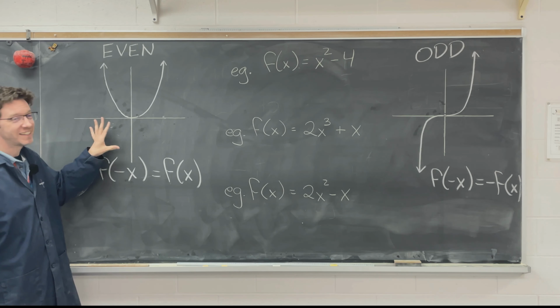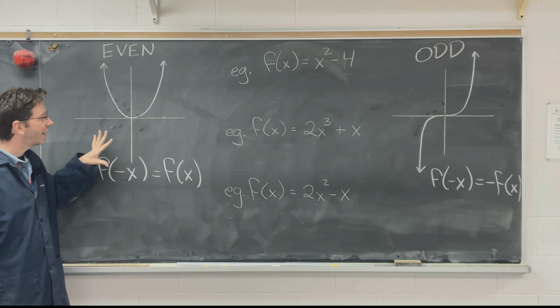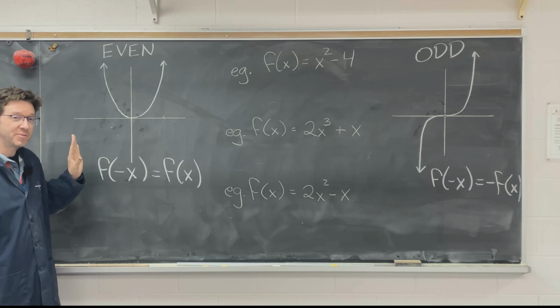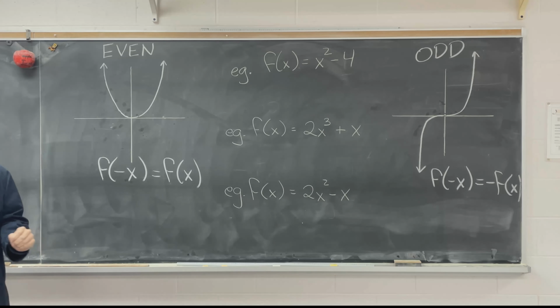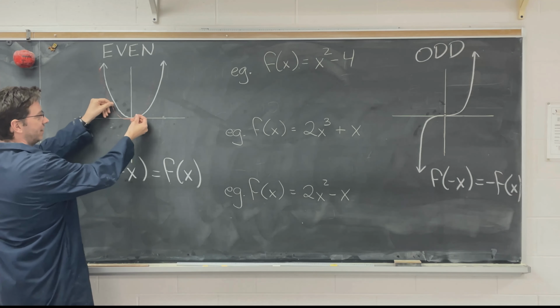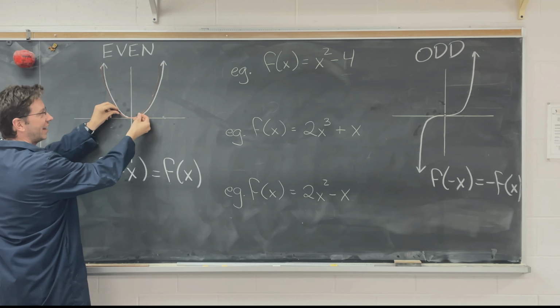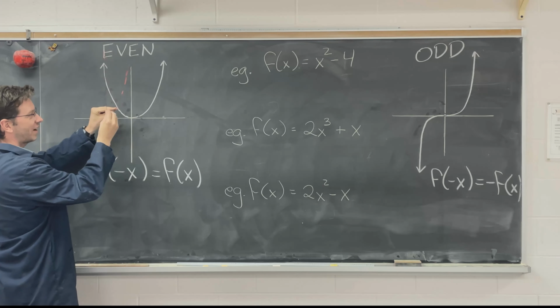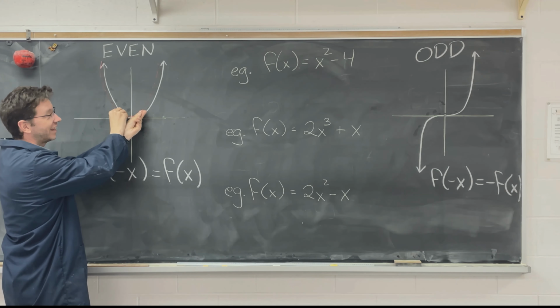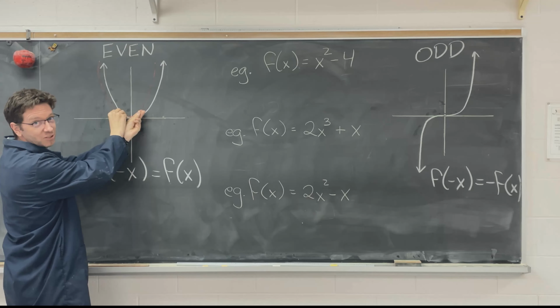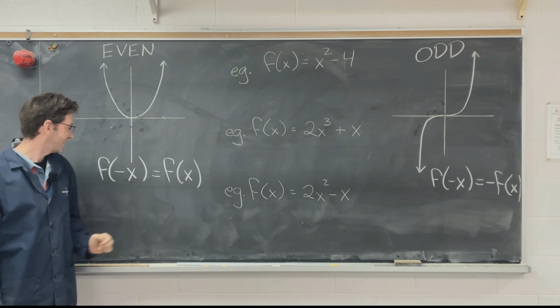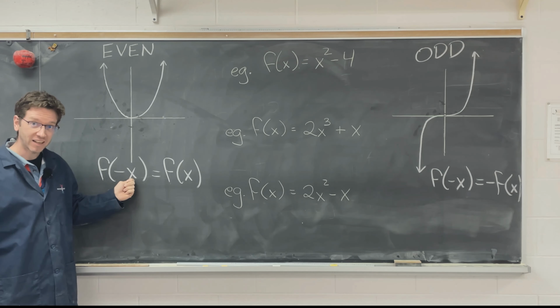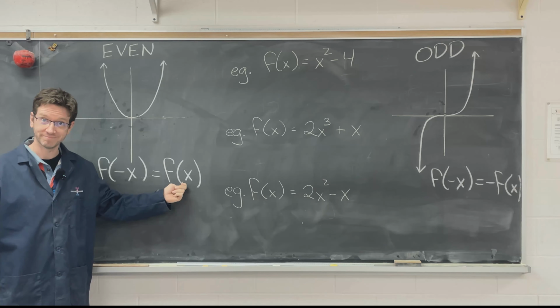So over here we have an example of an even function. Now why is it an even function? It's even because we say it has symmetry about the y-axis. So what I mean by that is if this is our function and I were to flip it about the y-axis, it doesn't change. So it has symmetry about the y-axis. Another way we can look at it is that if we plug in a negative x into the function, we get back the original function.